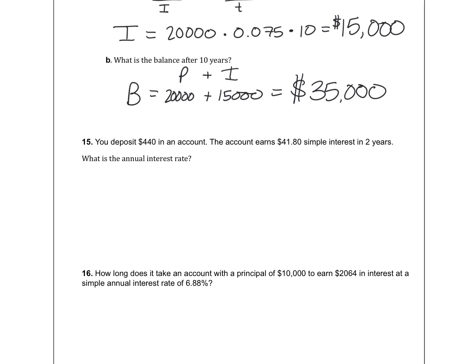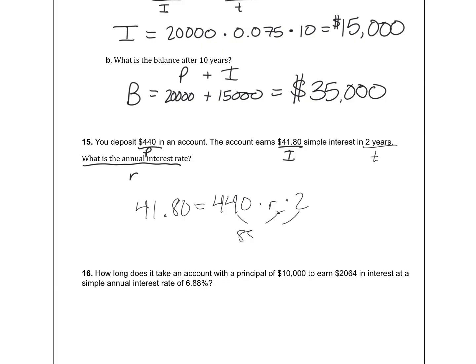Right, 15, you deposit 400, that's P, principal. It earned 41.80, that's my I, because it's dollars, in 2 years, that's T. What is my annual interest rate? I'm looking for R. I see that I is equal to 440 times R times 2. These all multiplied together give me 880R is equal to 4180. And then I will divide both sides by 880 to get R all by itself.